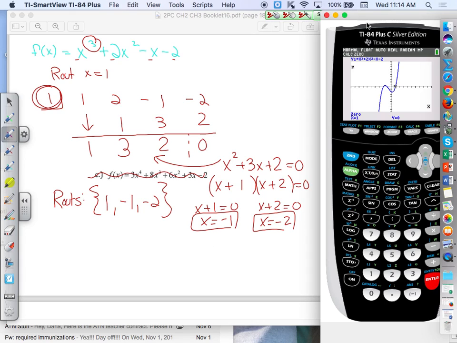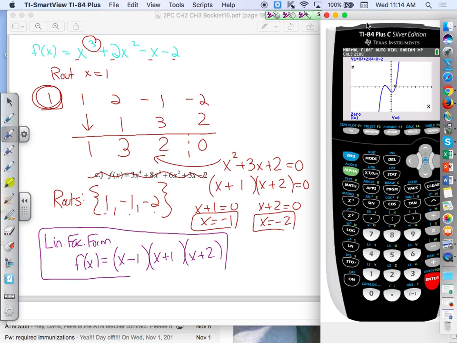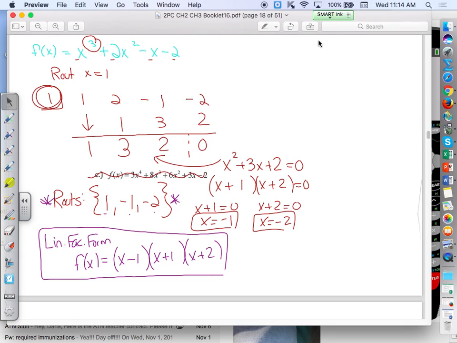In that linear factorization form, x equals 1 is the solution or the root, so x minus 1 is the factor. -1 is the root or the solution, so x plus 1 is the factor. -2 is the root, so x plus 2 is the factor. All right, really, this is how I want to see the answers, but I want you to see that linear factorization form.